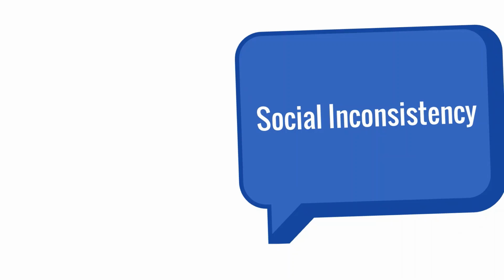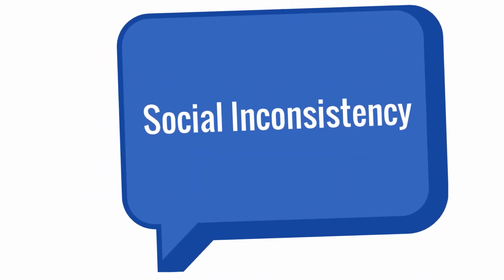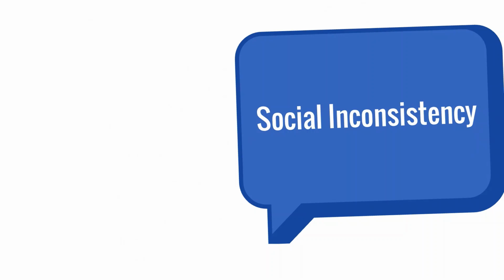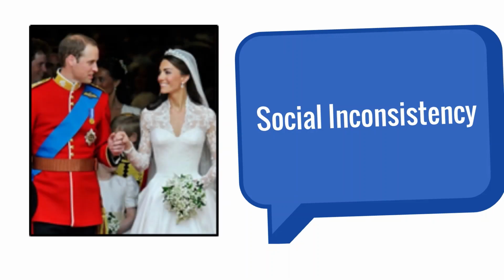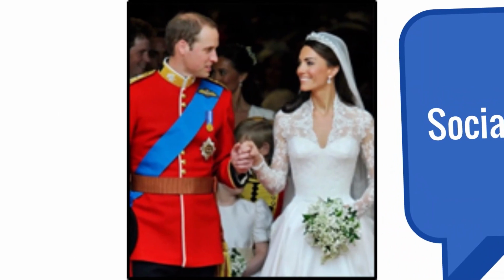Let's see some social inconsistency. Social inconsistencies are the mixed systems of stratification. Let's check an example from modern Britain. Prince William, Duke of Cambridge, married commoner Kate Middleton, who is now the Duchess of Cambridge. This also shows social inconsistency.